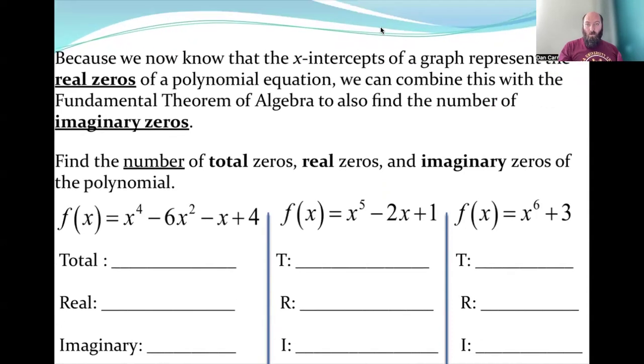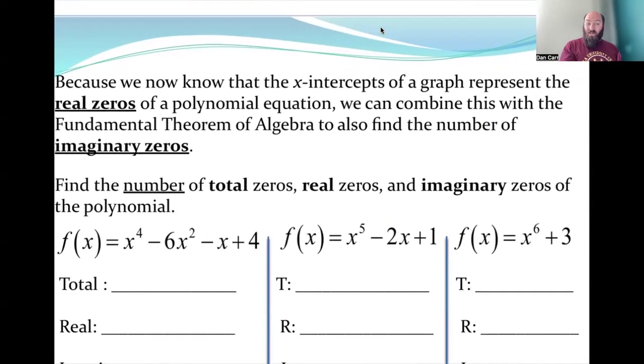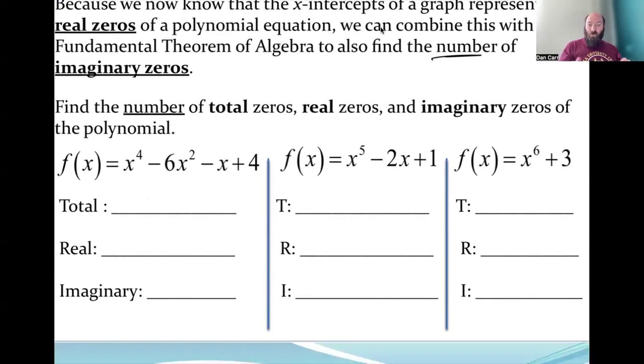Because we know that the x-intercepts of a graph represent the real zeros, we can combine this with the fundamental theorem to find our number of imaginary zeros. So find the number of total zeros, real and imaginary, of this polynomial. First off, I'm going to do all 3 of them. Our total is, again, based on the highest exponent. So there's a total of 4, a total of 5, and a total of 6 here.